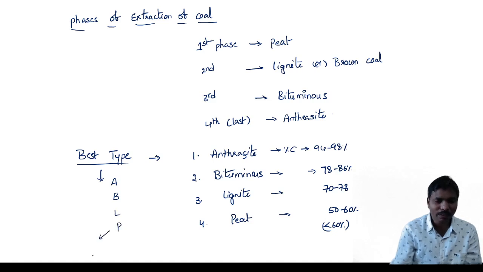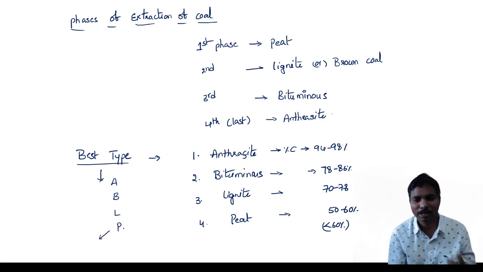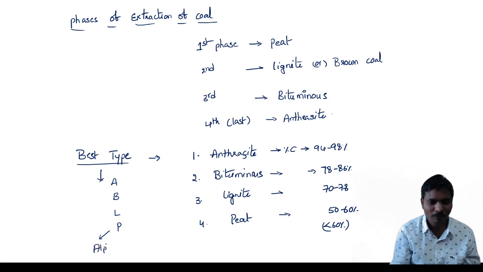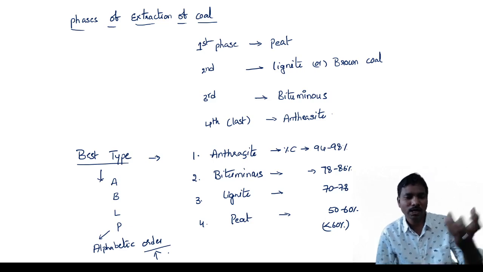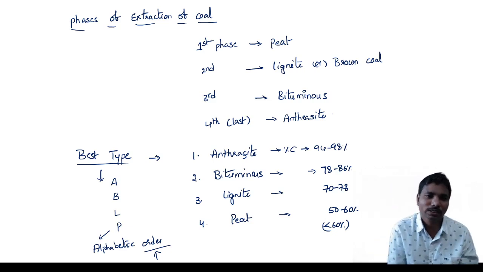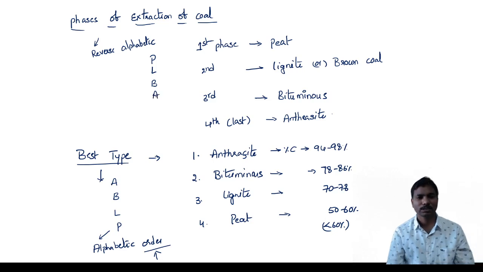That is nothing but like alphabetic order, na? After A, B, you will get, after B, L, after L, P. So it is like alphabetic order. It is a simple trick to remember. Okay. So the best type of the coals are in the alphabetic order and phases are in reverse alphabetic order. Peat, lignite, bituminous, anthracite.